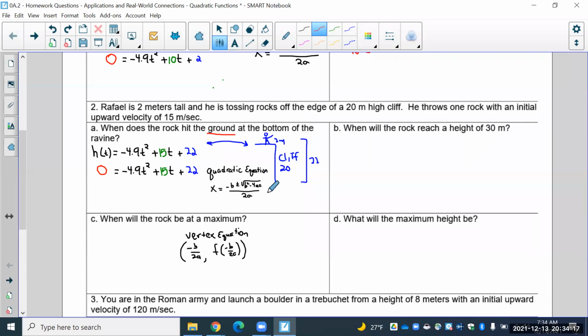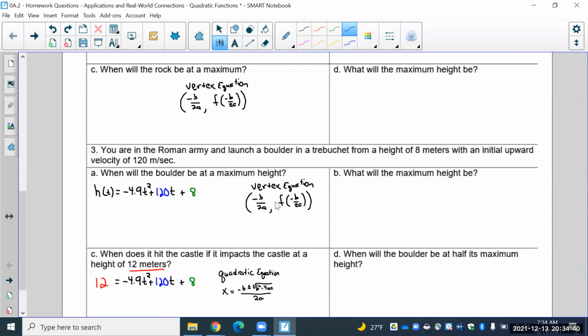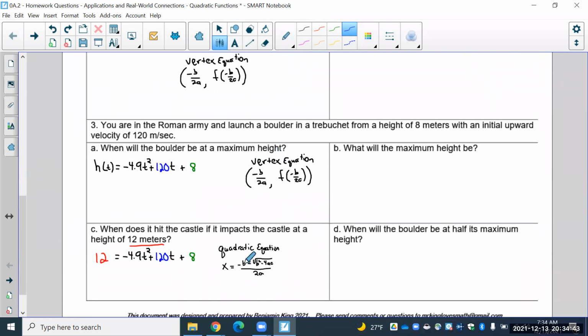The only thing that's hard about this problem is realizing that the person is at the cliff is 20 feet. So, 20 meters. So if this is 20 meters right here, then the person themselves is another 2 meters. So you would actually add them up. And so the only sneaky thing about this problem is that the start height is 22 meters. All right, the Roman army problem is the same thing. It's back to having this first and that second.